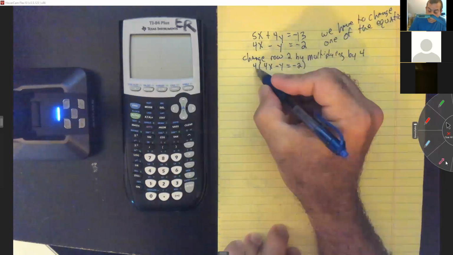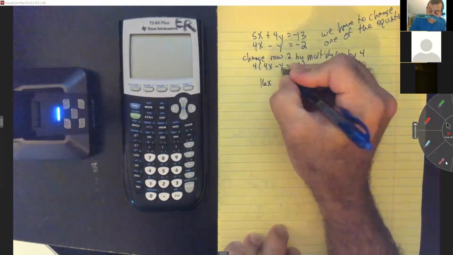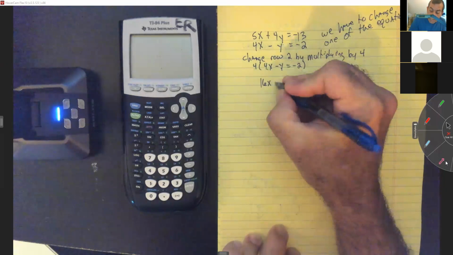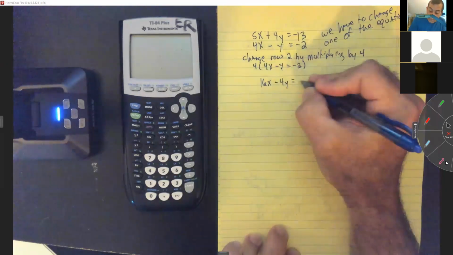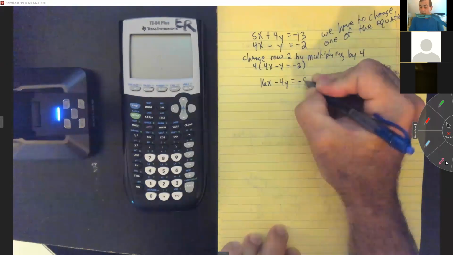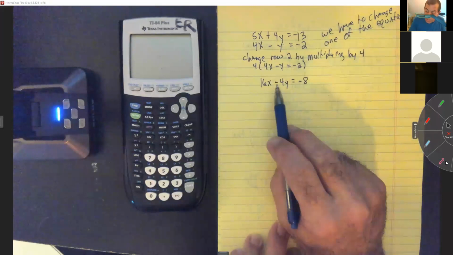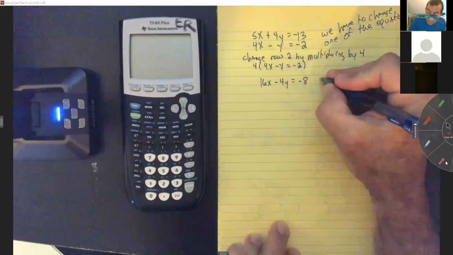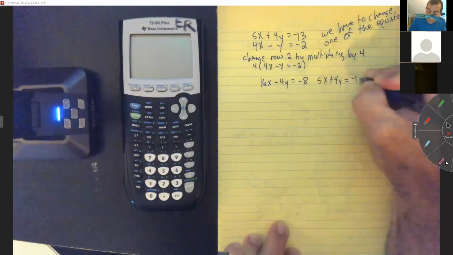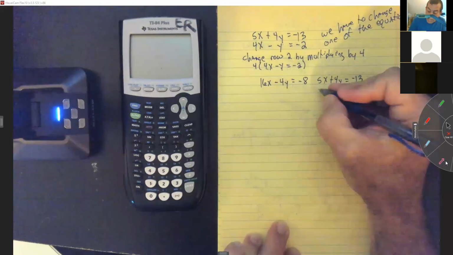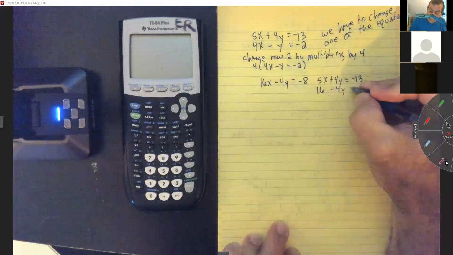So we're going to take that whole row and multiply by a 4. That'll give me 4 times 4 gives me 16x. 4 times negative y is a negative 4y. And then negative 2 times 4 is a negative 8. So you multiply the whole equation by 4. So now what I'll do is I'll bring down my 5x plus 4y equals negative 13. Then I'll put the 16x minus 4y equals negative 8.